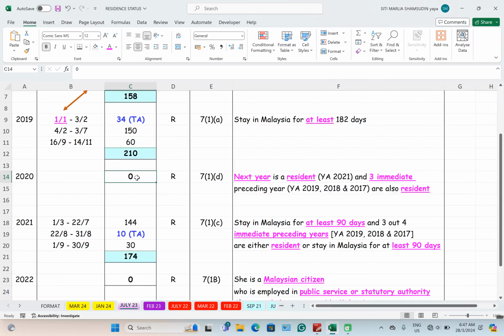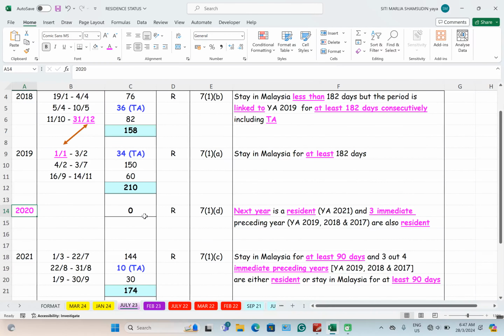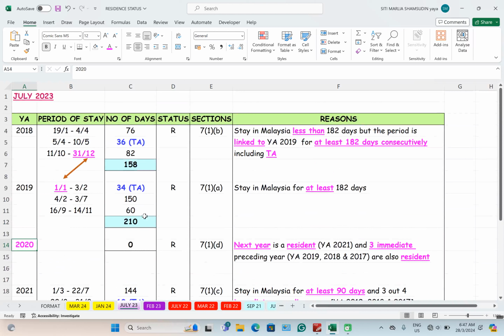But we can try D. The condition for D is that the next year is a resident, and then the 3 immediate preceding years are also resident. Now, let's see whether for 2020, guys, we can apply D. Second condition, 3 immediate preceding years are resident, isn't it? Let's check it out. So, 3 immediate, you cannot skip. This is 2020, so the 3 will start from 2019. Is it resident? Yes, we got 1. 2018, is it resident? Yes, we got 2.